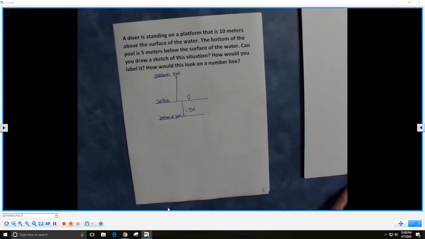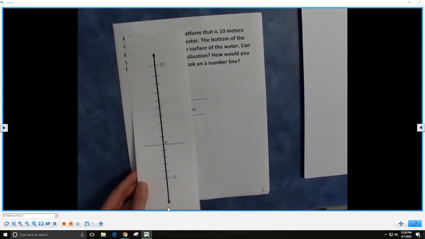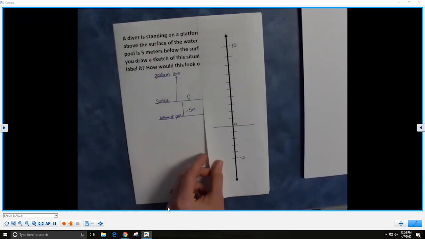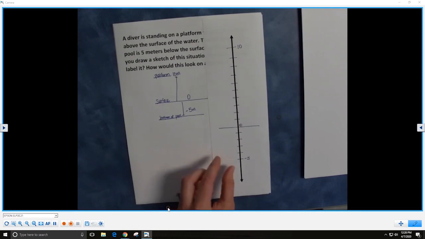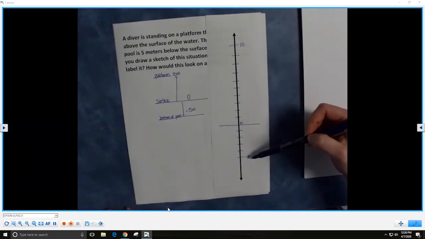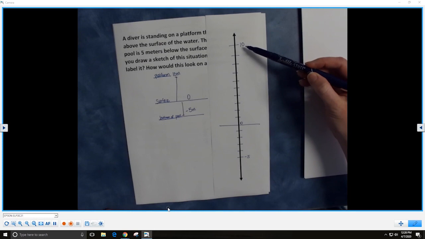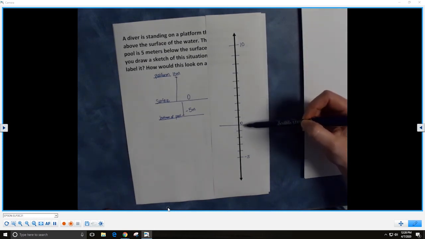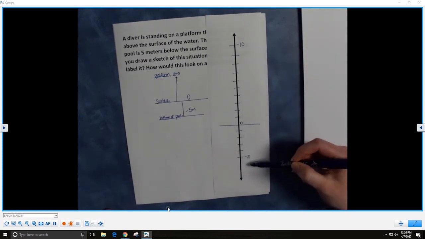So if I'm showing that on a number line and I've got a vertical number line here, does this vertical number line look similar to the sketch that we've drawn? Yes. So on the number line again, notice that the 10 is positive, but that the 5 is negative. And why is that? Good, because the 10 meters is above the surface of the water, which is 0, while the bottom of the pool is 5 meters below the surface of the water, and we represent 5 meters below the surface with a -5.